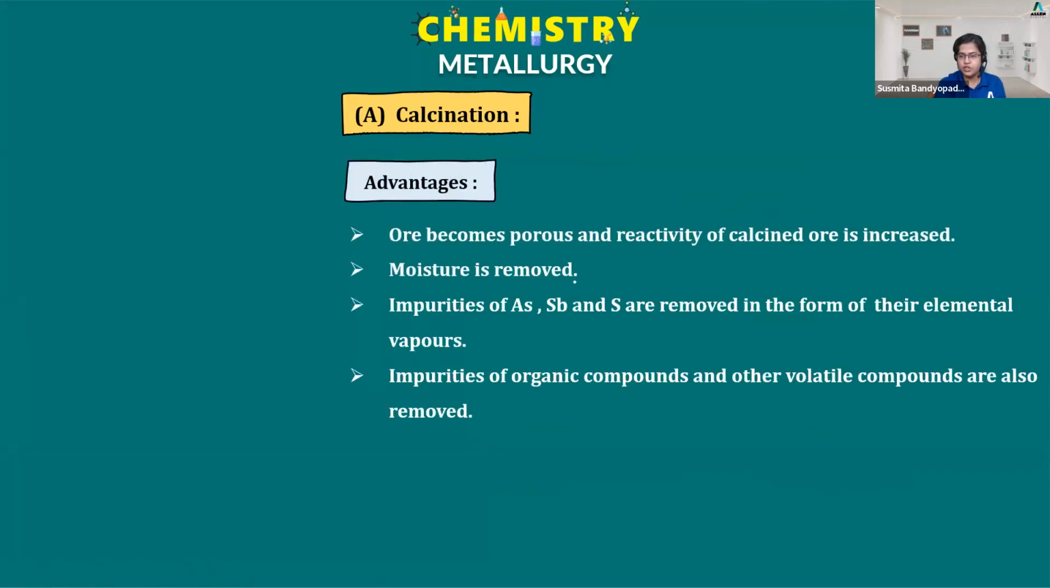You can remove moisture. Ore becomes porous. Porous means greater surface area, greater reactivity, moisture is removed. Impurities are removed in the form of their elemental vapors. Some volatile compounds are also removed.